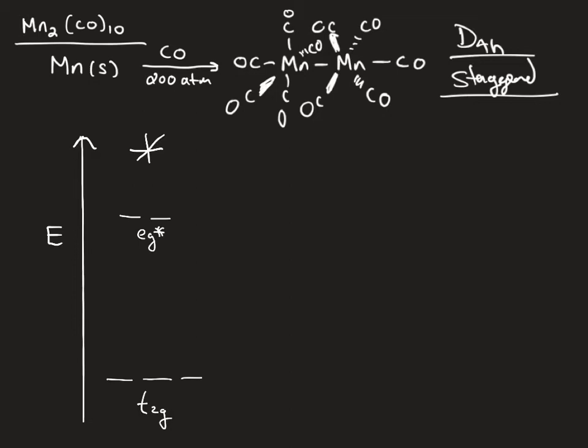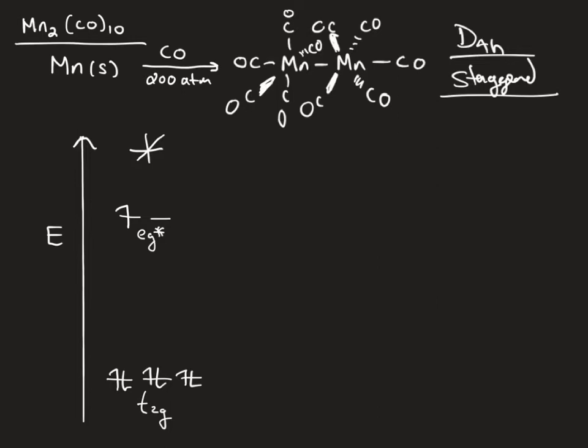Manganese 0 is a d7 metal center. So we have 1, 2, 3, 4, 5, 6, 7 electrons. Carbonyl ligands are strong field, so it's going to be low spin. And what we have here is an electron in an antibonding orbital, meaning that the group 7 carbonyl compounds are going to be less stable than the group 6 hexacarbonyl compounds.